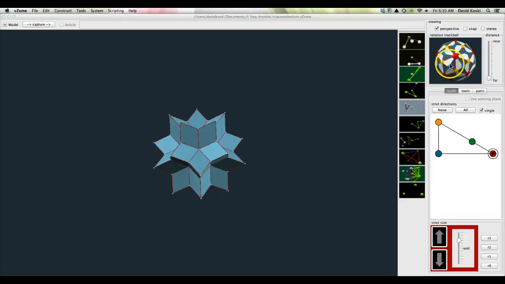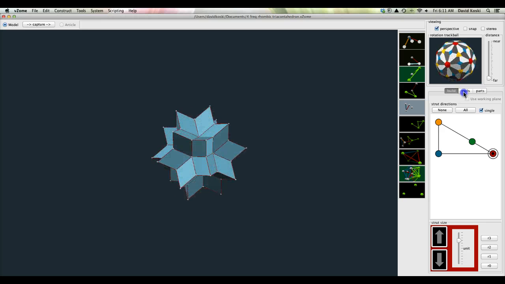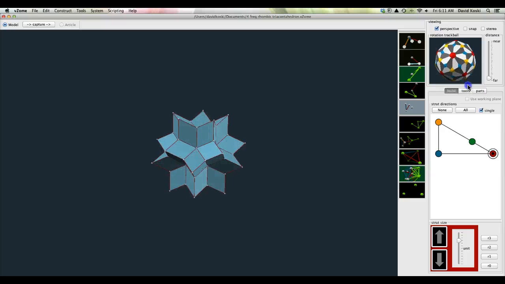Hi, this is just going to be a quick video on, well, we'll see how quick it is, but I'm going to try to build a 4-frequency rhombic triacontahedron starting with a 1-frequency hexacontahedron.